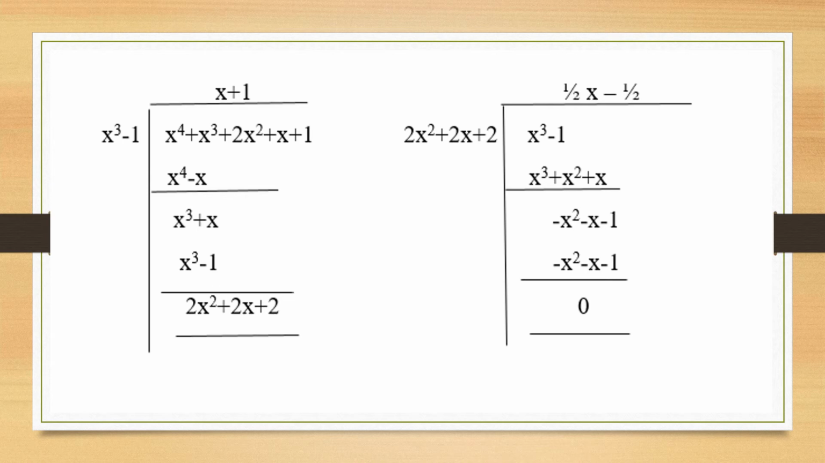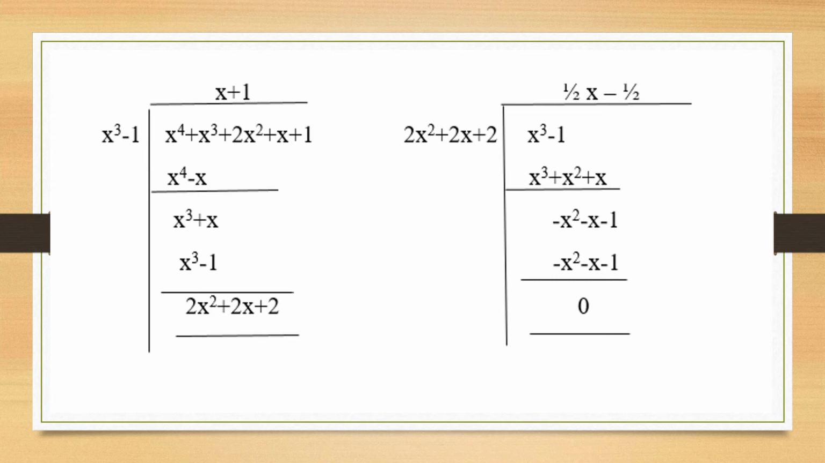Now take x, multiply it to the divisor, you will be getting x power 4 minus x. So change the sign, cancel out x power 4 and change the sign. This minus becomes plus, right? So you'll be having x cube plus x here.